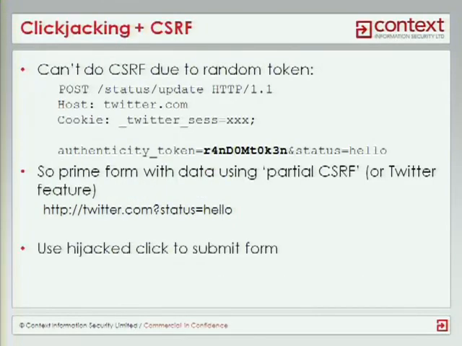So to make clickjacking more powerful, current attacks that have happened use clickjacking with cross-site request forgery. The request you see on the page is what happens when you update your status on Twitter. In this line at the bottom here, we have the random token and we have the status. If that random token isn't there, then the update won't happen.